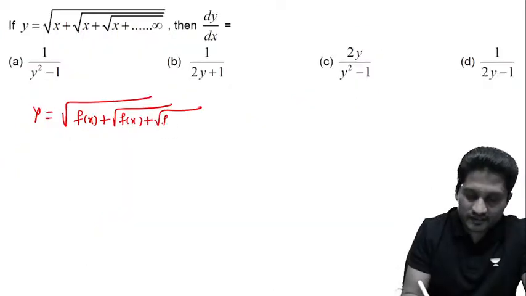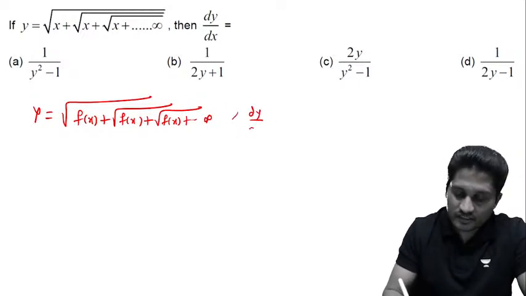Plus root f x and so on up to infinity, then dy by dx is always equal to f dash of x upon 2y minus 1.